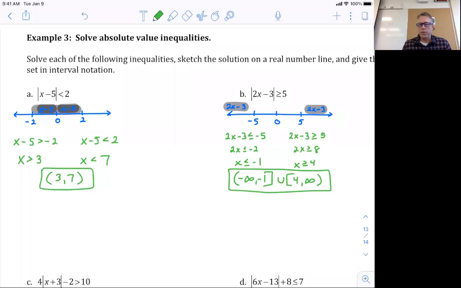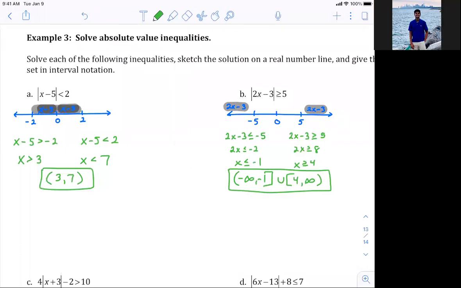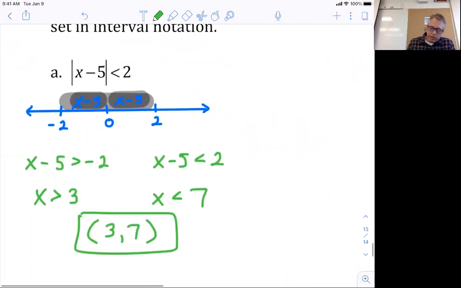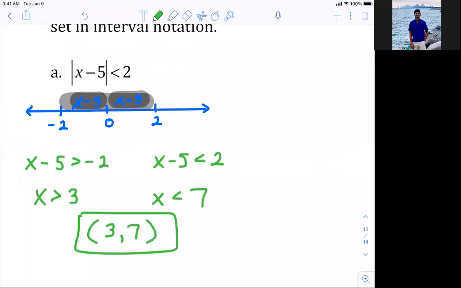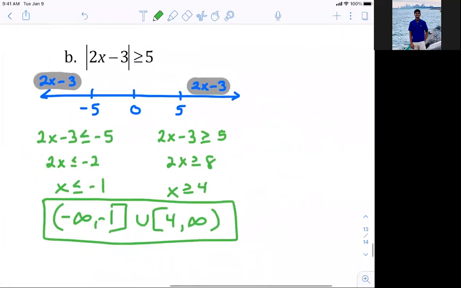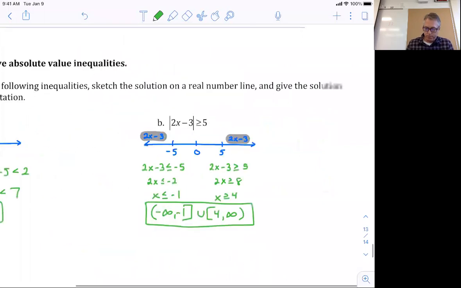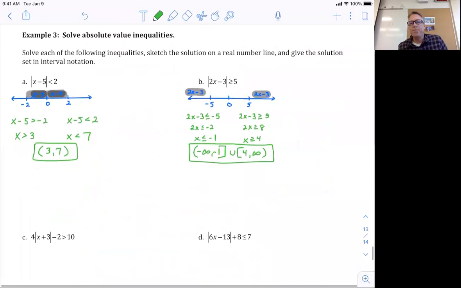All right, any questions on those two? Are we supposed to use brackets or parentheses? Like, it's supposed to be parentheses? This case would be parentheses because not equal to. There's no equal sign there. As opposed to this one, which were brackets at the boundary points, because we do want to keep the points that are equal to. Okay? Anything else?